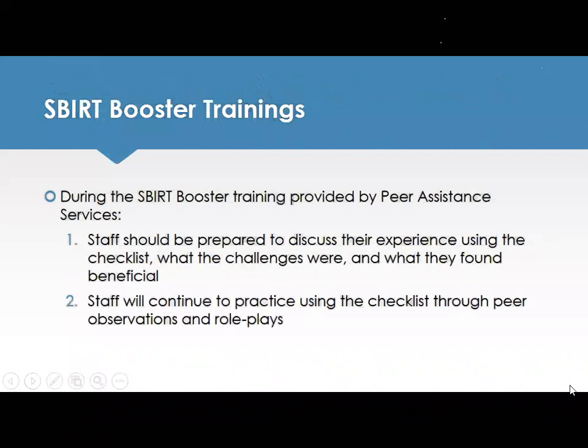Okay, so this we kind of already mentioned, but with these checklists, during the booster trainings that will be scheduled with each site in the upcoming months, we just want staff to be prepared to discuss their experience using the checklist, what the challenges were and what they found beneficial. And in those boosters, staff will continue to practice using the checklist through peer observations and role play. So even after you collect these next 4, it really doesn't stop there. We're going to continue practicing and expanding on it as a tool to promote best practice.